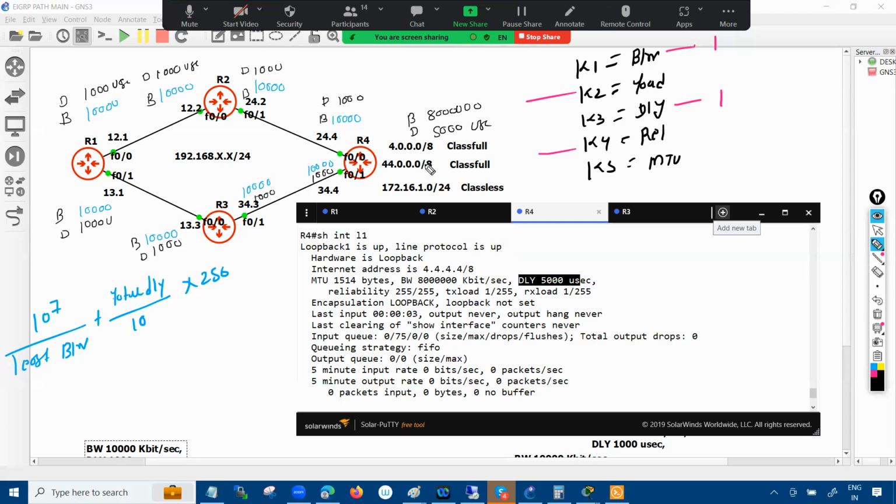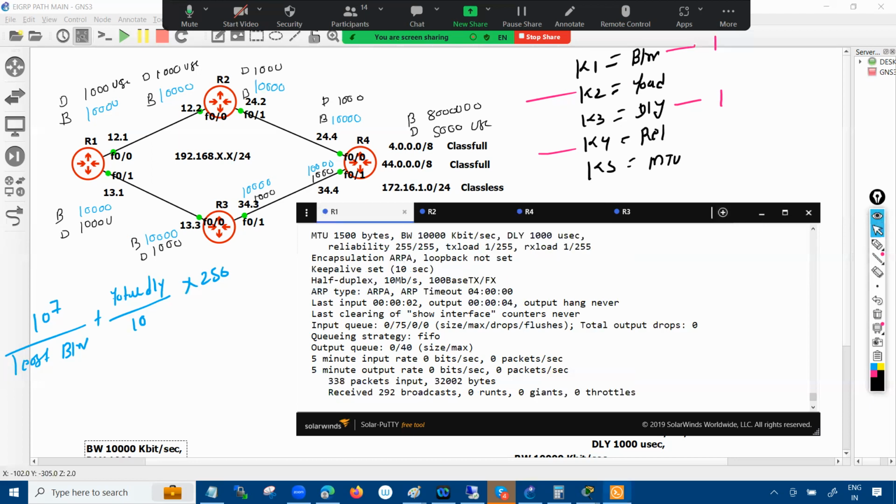This value will change according to the link bandwidth. A gig link has a different one, 10 gig has a different one, 100 meg has a different one, 10 meg has a different one, serial link has a different one. So this will vary. You don't need to remember these things. Now, how is this metric calculation happening? How does EIGRP find these values?